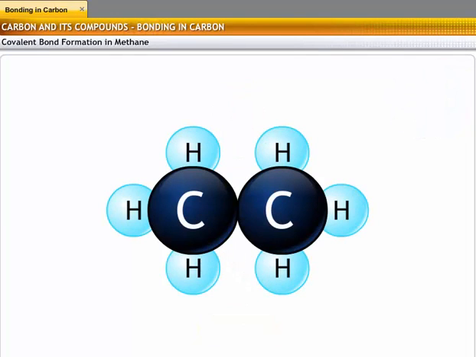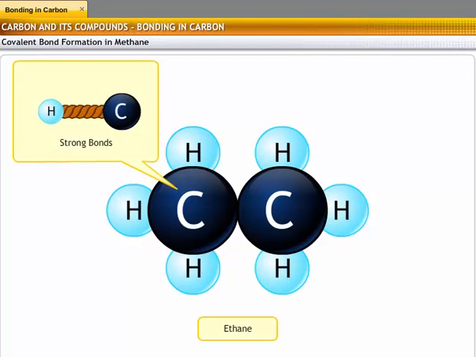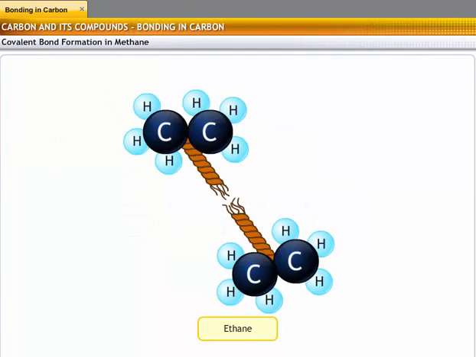In a covalently bonded molecule, like ethane, even though they have strong bonds within the molecule, the intermolecular forces between them are weak. Because of these weak intermolecular forces, ethane exists as a gas.